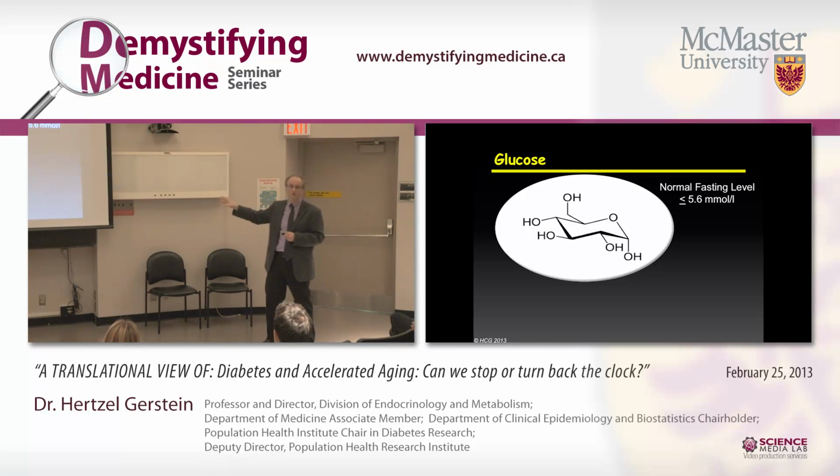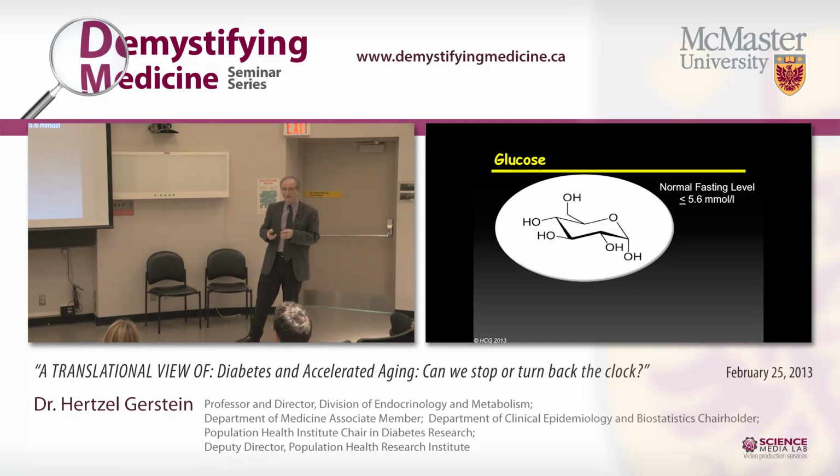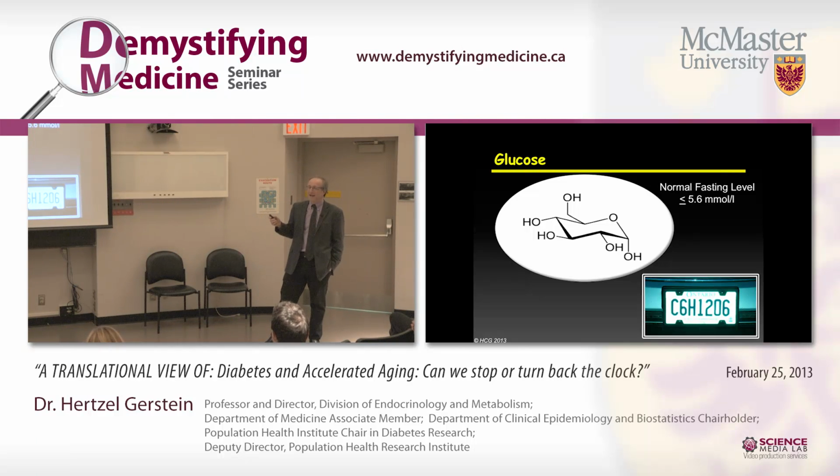Now, the chemical structure of glucose is C6H12O6. The way that I remember that, because I'm not a biochemist, is I put it on my license plate. So if you ever see glucose driving around, then you know it's me driving. I hope I'm not driving recklessly or doing anything, because you'll know who it is. But that is the glucose molecule.